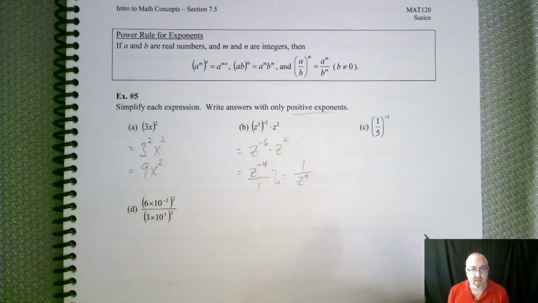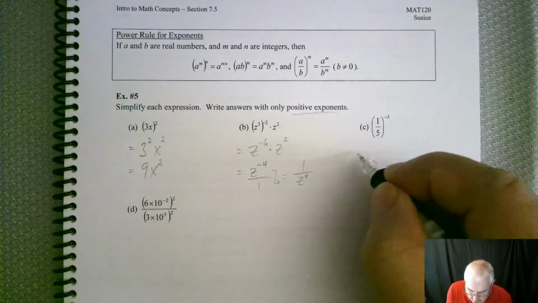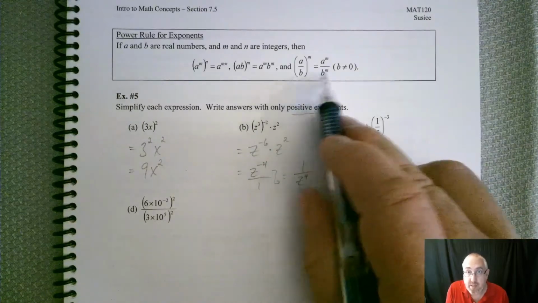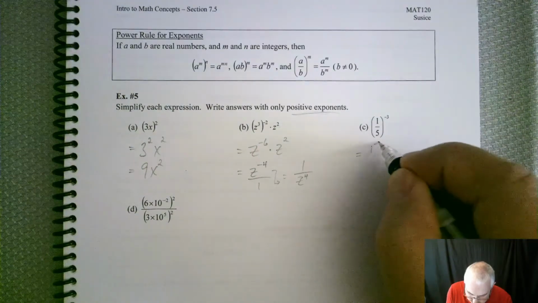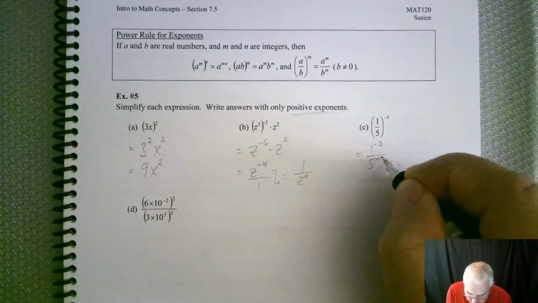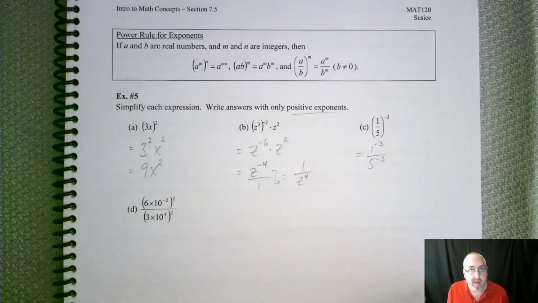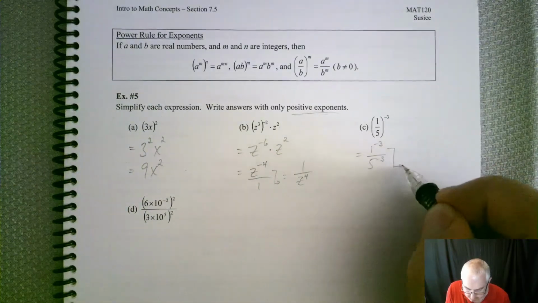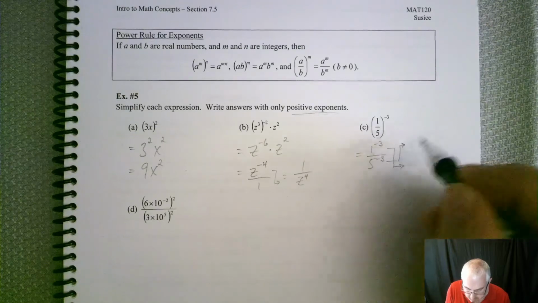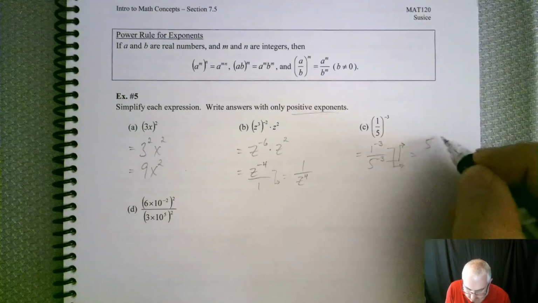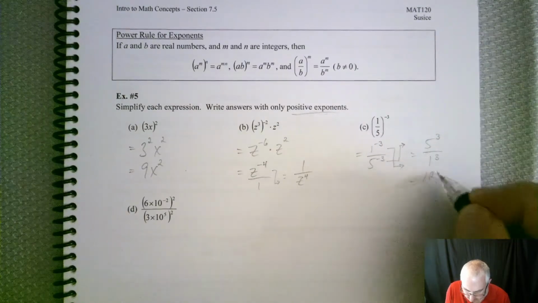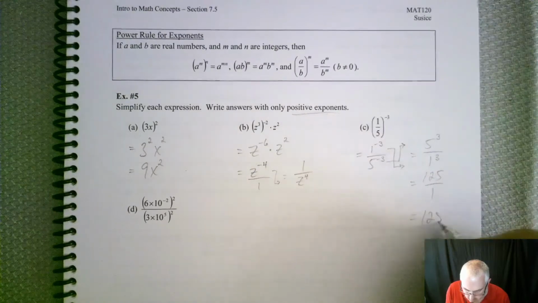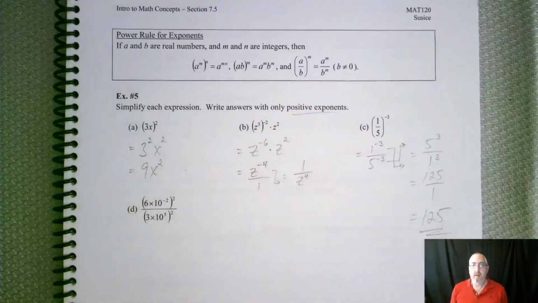Okay, what about something like this? 1/5 to the negative 3rd power. Well, first step is get rid of those parentheses. So we got to distribute that exponent to the top and the bottom. So we're going to have 1 to the negative 3, 5 to the negative 3. And we don't like negatives, so let's do a little swappity swap. So that's going to give you 5 to the positive 3 over 1 to the positive 3. So 125 over 1, which is 125. All right.